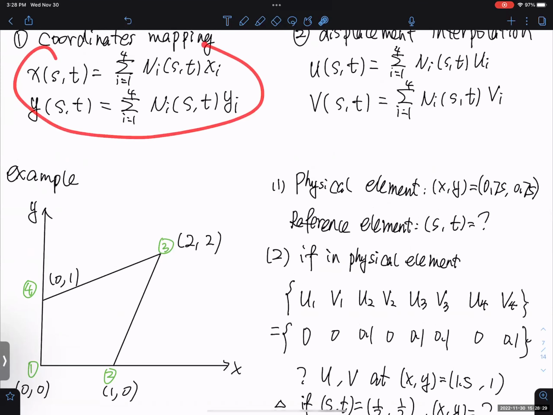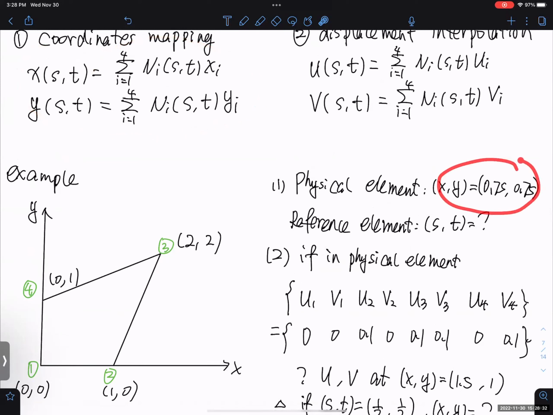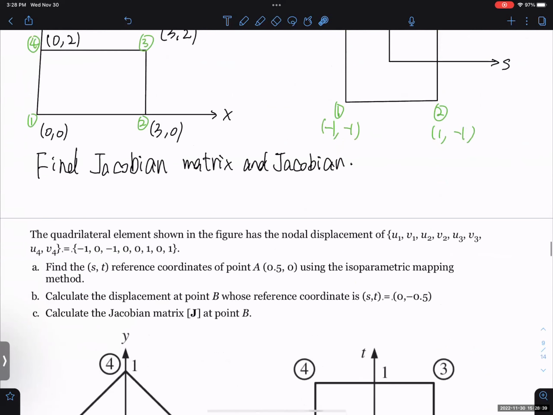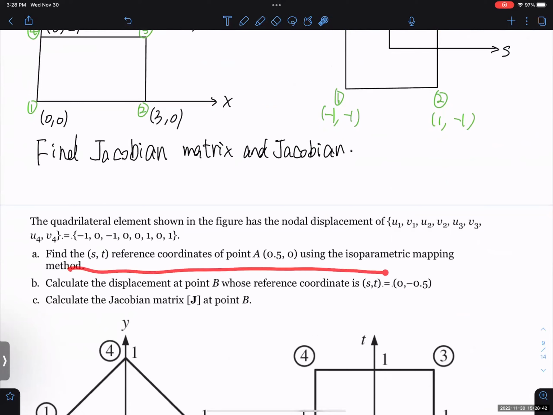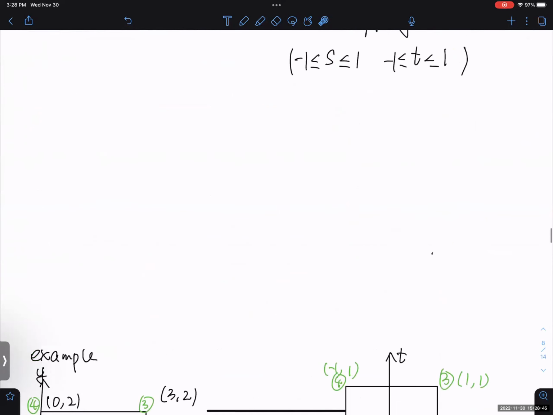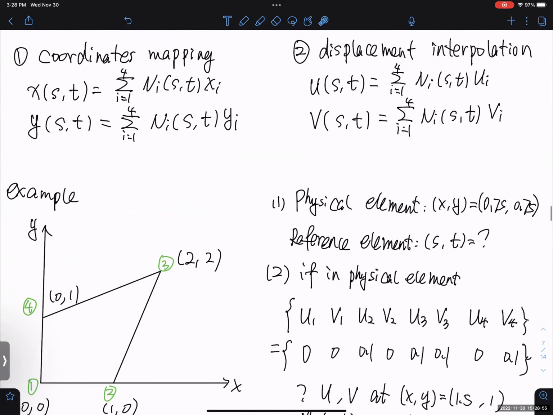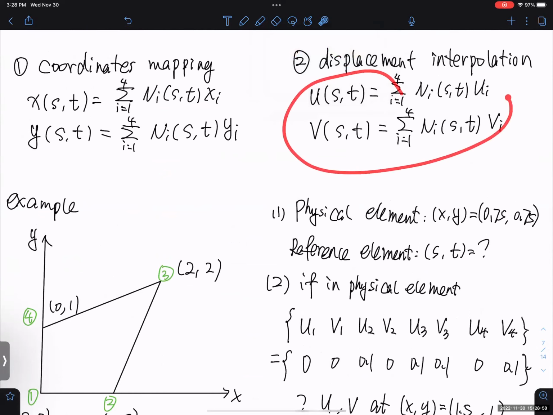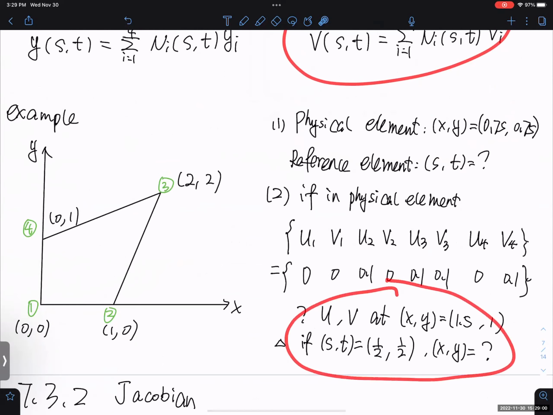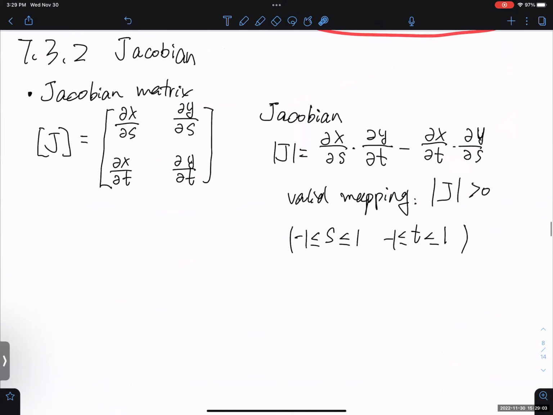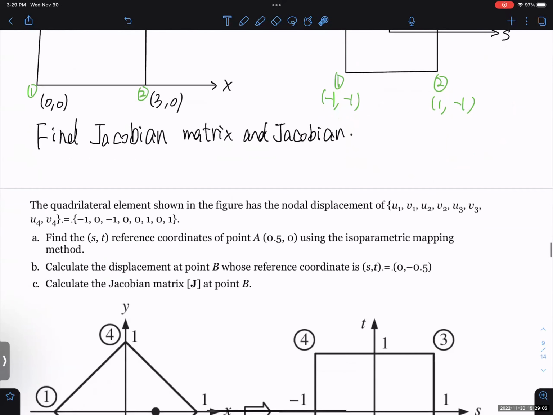For the coordinate mapping, for any point in the field coordinates, you should be capable of calculating the corresponding point in the ST coordinates. The same thing applies in your homework, where you need to find the corresponding point. So this part is just solving this equation. And for displacement, you use this equation to calculate displacement, right? And the homework problem also asks you to calculate displacement.